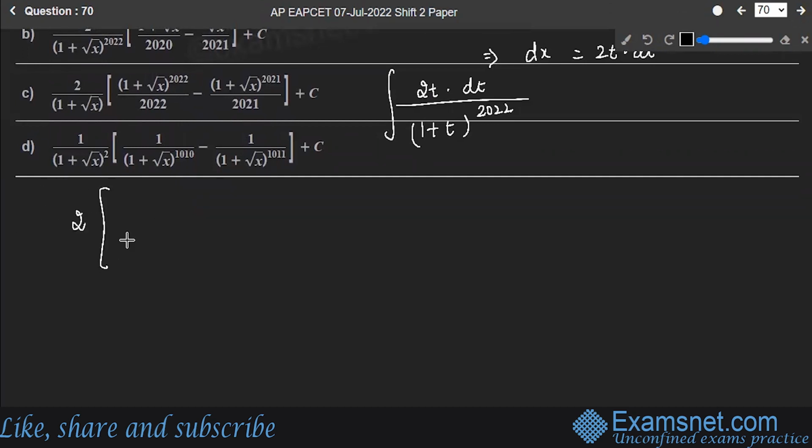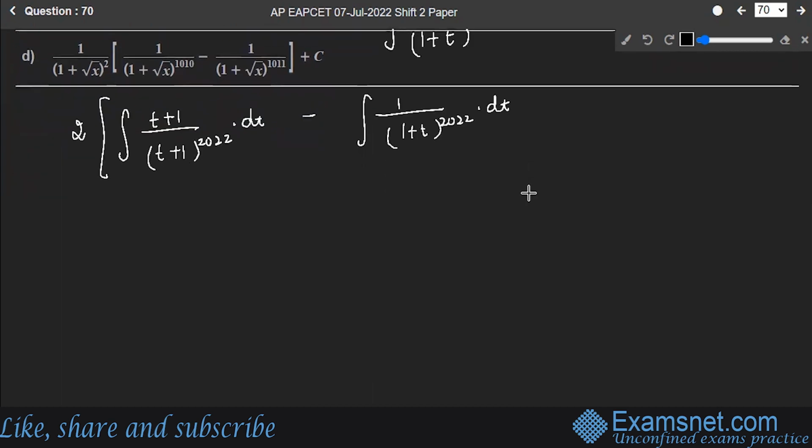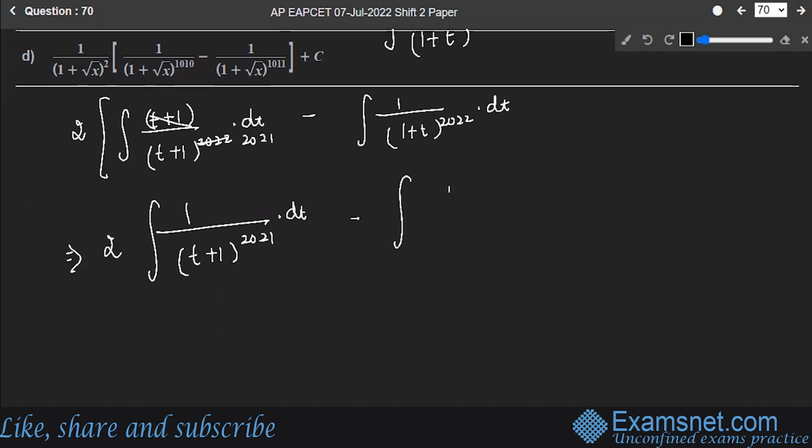This will become, I'll take 2 outside, this will be the integral of (t plus 1) upon (t plus 1) whole raised to power 2022 dt, minus 1 plus 2t, 2 raised to power 2022 into dt. So, this will cancel out and you will have 2021 over here. So, 2, the integral of 1 upon (t plus 1) raised to power 2021 into dt minus 1 upon (t plus 1) raised to power 2022 dt. This is whole under the brackets.